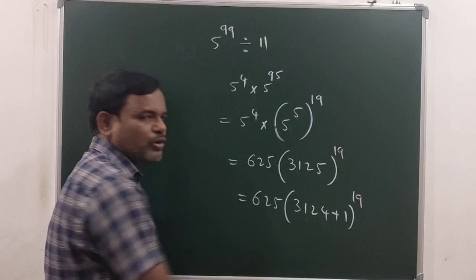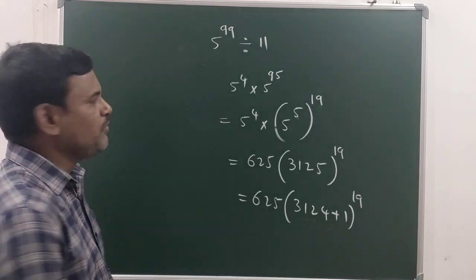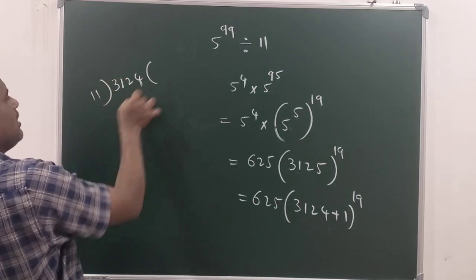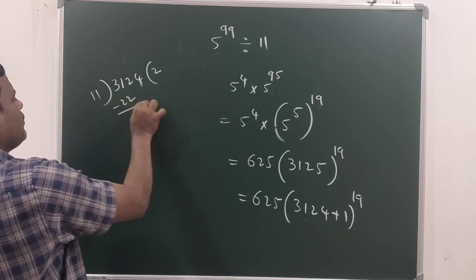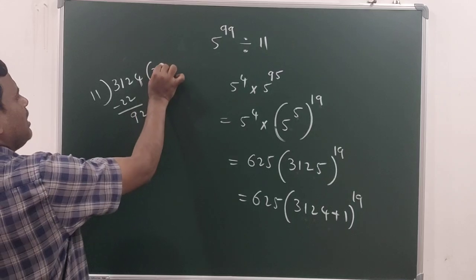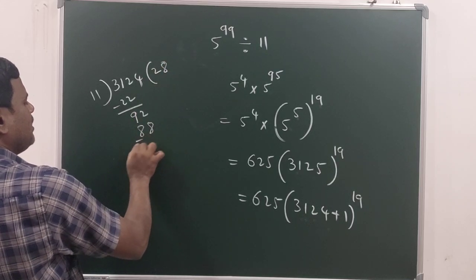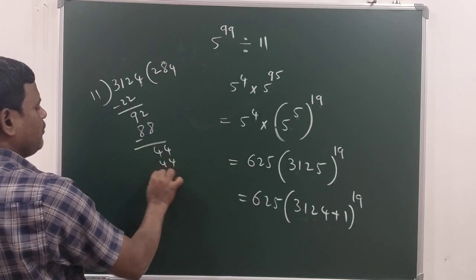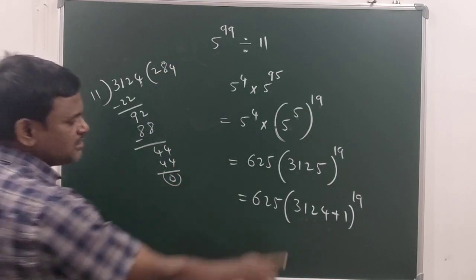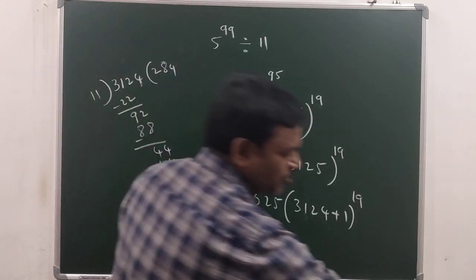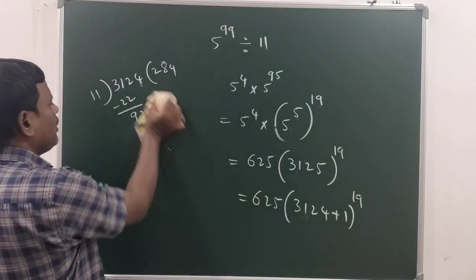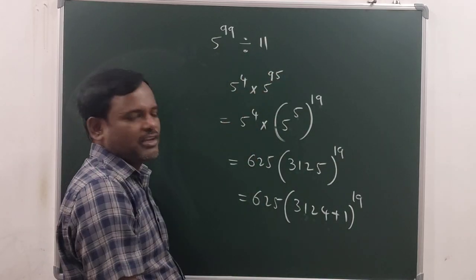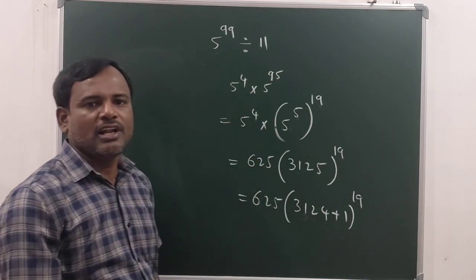Why am I writing like this? Because this 3124 is a multiple of 11. If you want, you can check. 3124 divided by 11: 11 2s are 22, remainder is 9. Bring down 2. 11 8s are 88, remainder is 4. Bring down 4. 11 4s are 44. You got the remainder 0. Hence, this is a multiple of 11, because in this problem we are going to find the remainder when it is divided by 11. Hence, it is a multiple of 11.